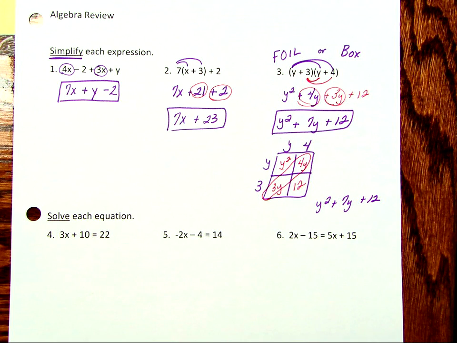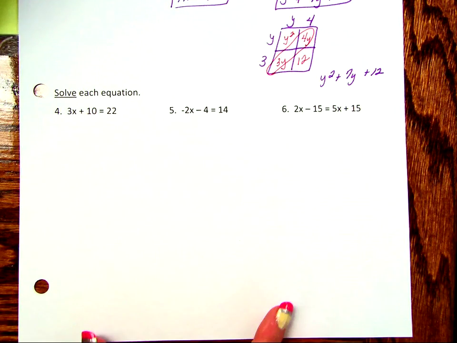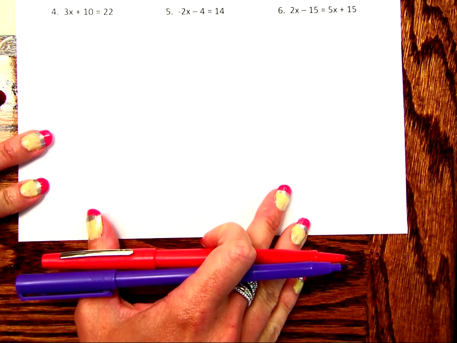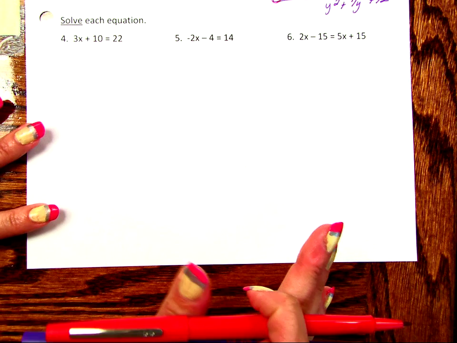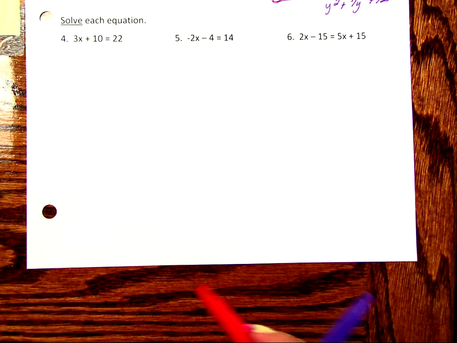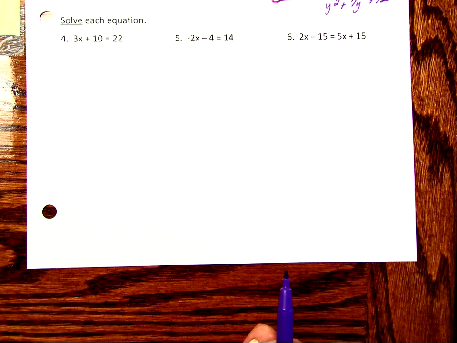If we take a look at the bottom three examples, 4, 5, and 6, I am asking you to do some solving on these. When we solve our equation, we are looking to find one final answer. What is our variable? If I take a look at number 4 and I have 3x plus 10 equal to 22, I know that I want to work to get x by itself. I want to isolate x.